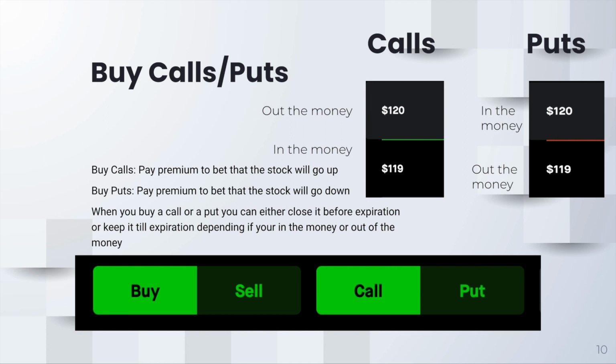And when the strike price is below the share price, it's in the money. Vice versa with buying puts. Let's look at an example of buying a call.